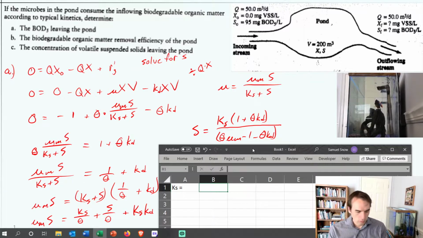Okay, so with those default values, we have a Ks default of 60, and that's milligrams BUD per liter.